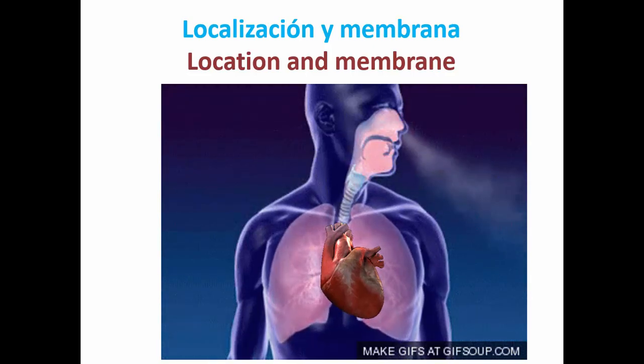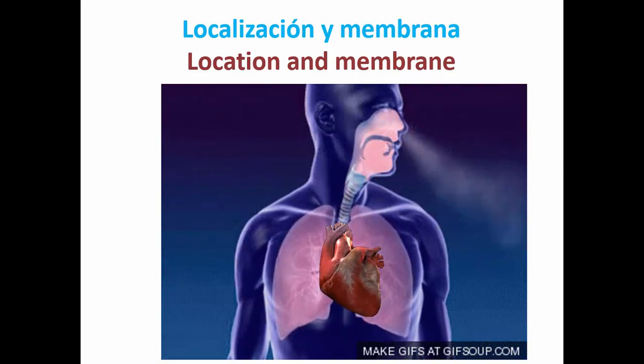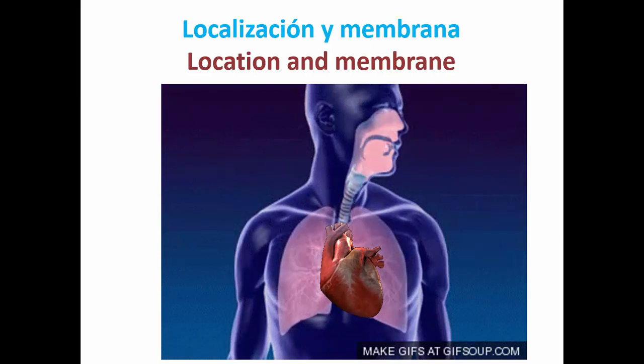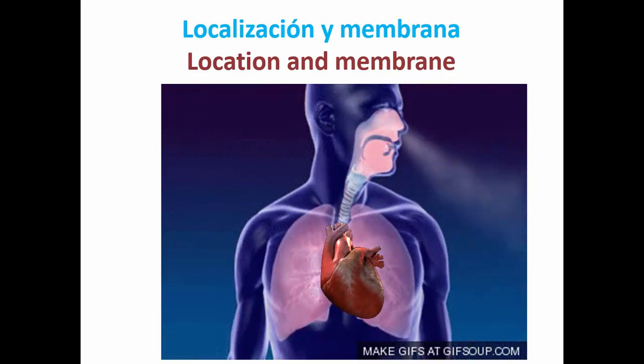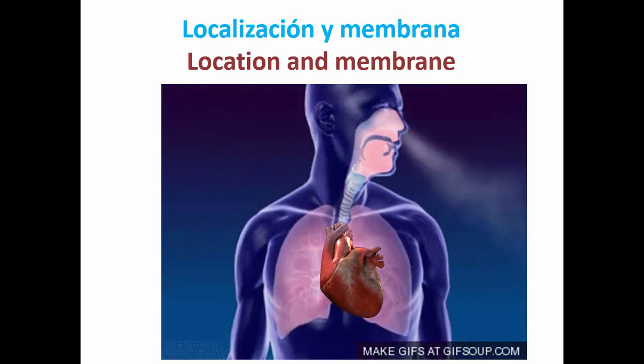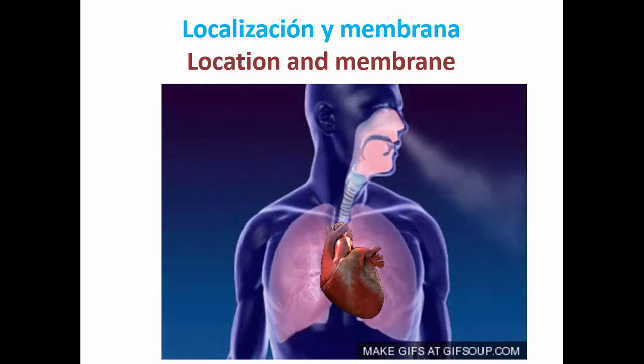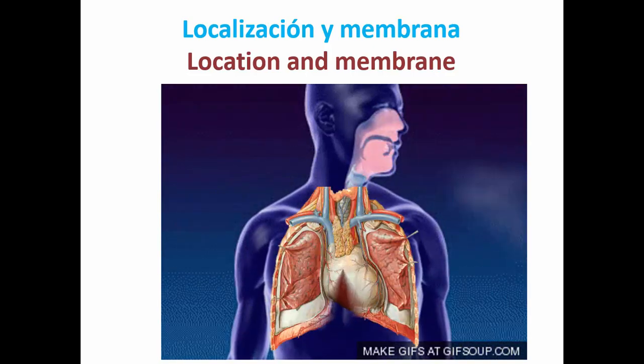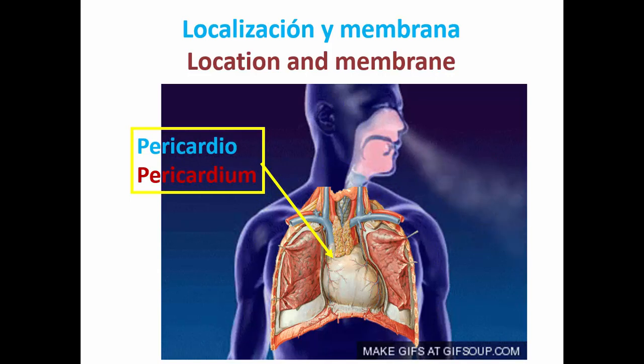This poses a problem. What would happen if the heart and the lungs were in direct contact? Then maybe the movement would be restricted, because the heart could adhere to part of the lungs. So nature was very smart about this and did something about it. What did they do? They put a membrane in between them.